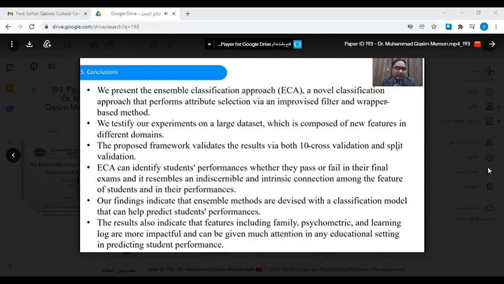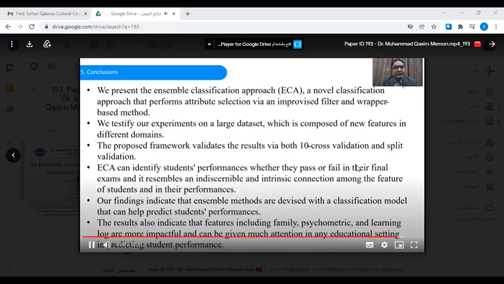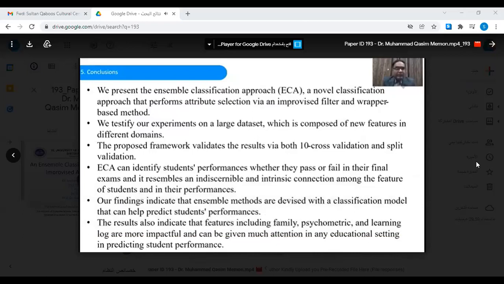We test our experiments on a large data set which is composed of new features in different domains. The proposed framework validates the results via both 10-fold cross-validation and split validation. So ECA can identify student performance, whether they pass or fail in their final exams, and it also resembles an indiscernible and intrinsic connection among the features of the student in their performances.